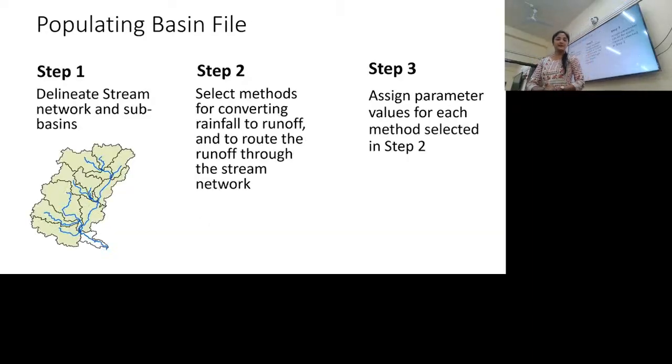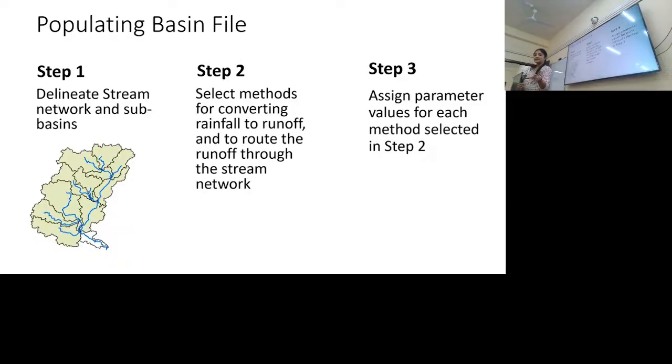Then populating the basin file. This is the first thing. When we first create the basin, using the GIS interface of HEC-HMS, we will delineate the watershed, the reaches, all these things. But we don't have any properties related to this. So the first step is to delineate.